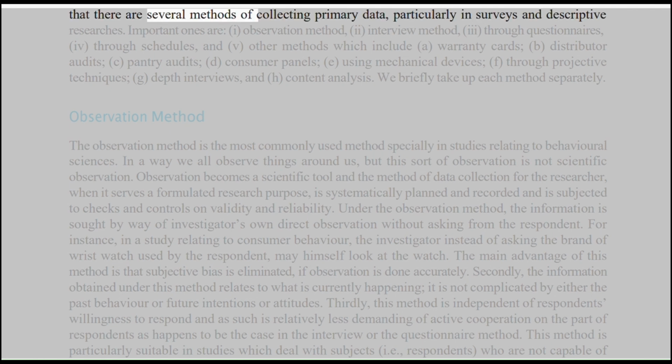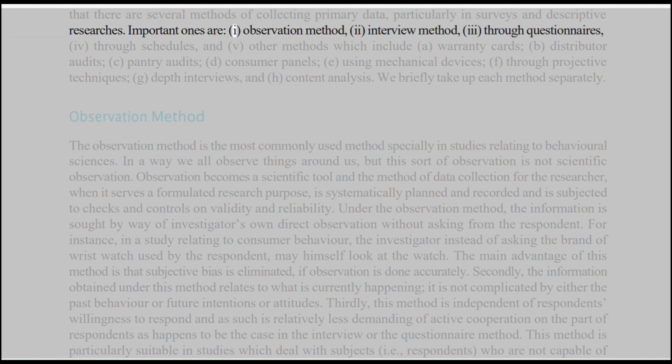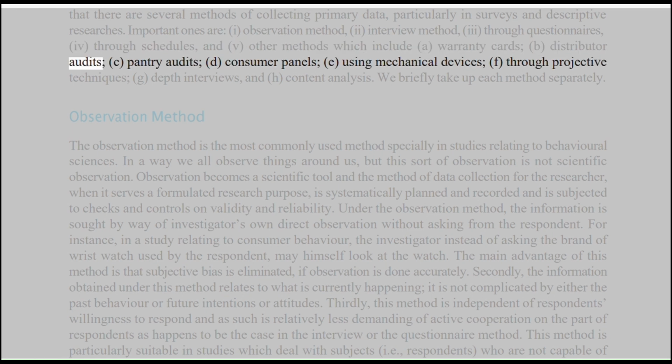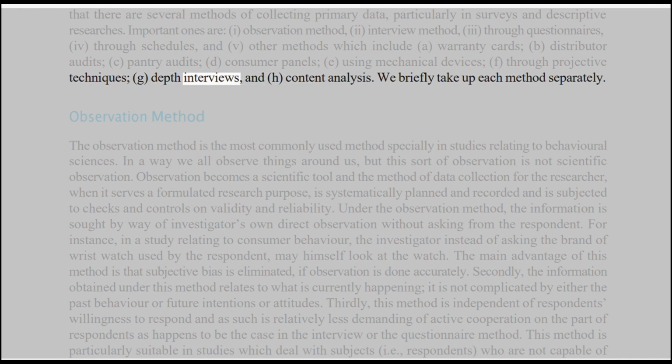There are several methods of collecting primary data, particularly in surveys and descriptive researches. Important ones are: 1. Observation method, 2. Interview method, 3. Through questionnaires, 4. Through schedules, and 5. Other methods which include A. Warranty cards, B. Distributor audits, C. Pantry audits, D. Consumer panels, E. Using mechanical devices, F. Through projective techniques, G. Depth interviews, and H. Content analysis. We briefly take up each method separately.